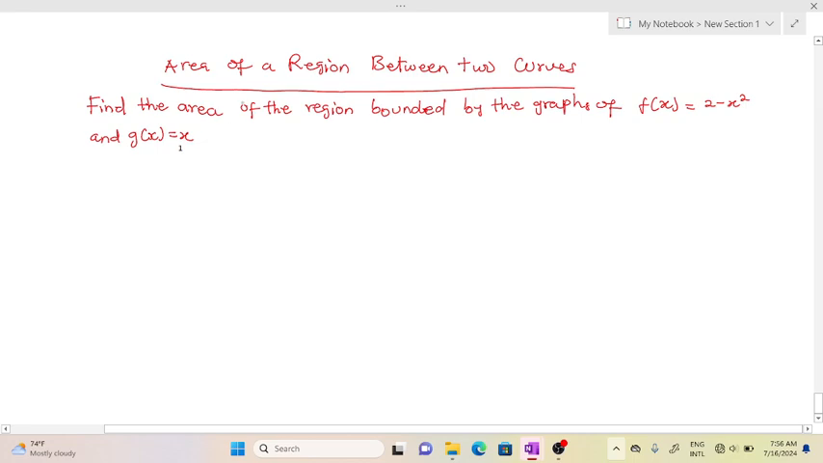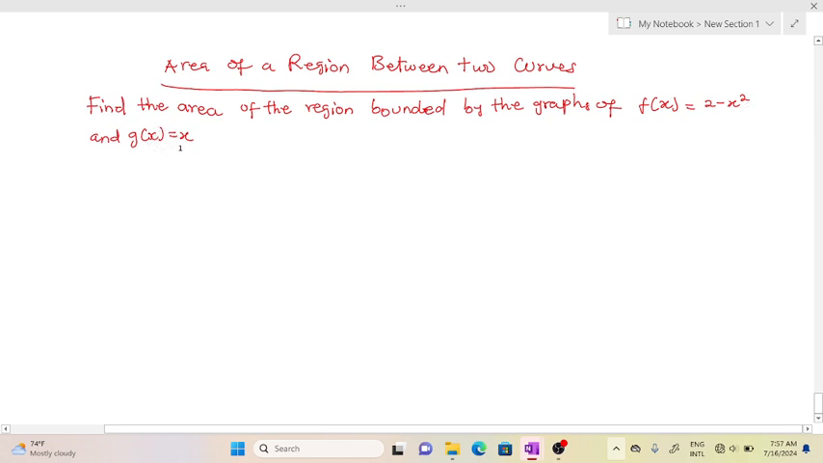In this video, I'll be taking you through the area of a region between two curves, right? So a region bounded by two curves, and this is an application of integration. Okay, so this is our first tutorial in application of integration. So it says find the area of the region bounded by the graphs of f of x is equal to 2 minus x squared, then g of x is equal to x.